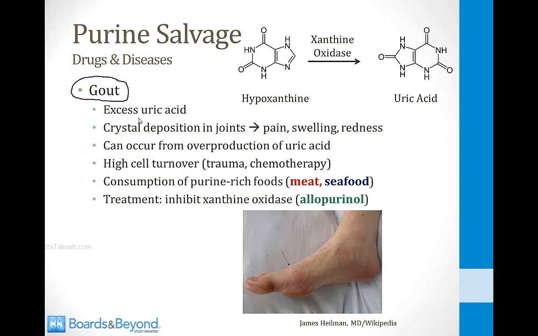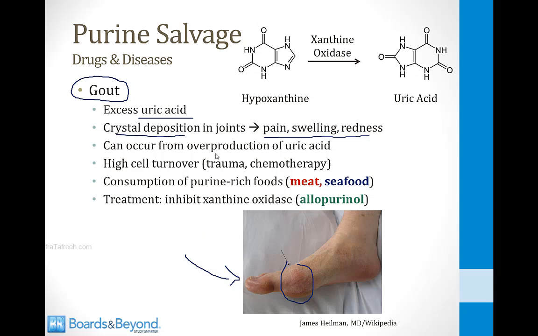Gout occurs when there is excess uric acid present in the plasma. Uric acid crystals will deposit in joints, leading to pain, swelling, and redness. The most common location is the base of the big toe, as is shown in this picture right here. Now, this can occur from under excretion of uric acid. For example, patients who are placed on diuretics like furosemide often under excrete uric acid, and they can have gout attacks because of this.